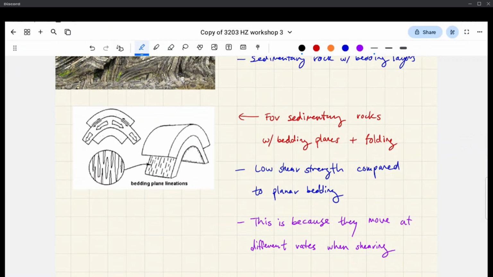folding, right? Essentially, as the plates are moving, like the tectonic plates, these bedding planes are going to want to move at different rates. So they're going to be kind of scraping off of each other, reducing its shear strength, essentially, right? As opposed to a flat sedimentary layer for a sedimentary rock, those will move at the same speed, but again, if they're folded, they scrape off of each other, reducing the shear strength. So yeah, keep that in mind. So therefore it's a weakness, right?